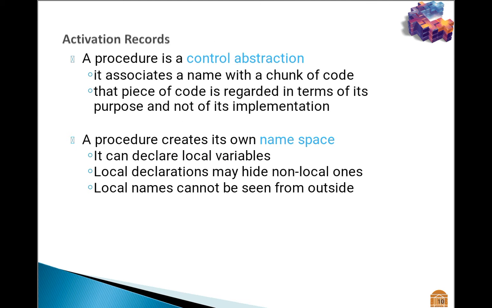Activation records. A procedure is a control abstraction. It associates a name with a chunk of code. That piece of code is regarded in terms of its purpose and not of its implementation. A procedure basically creates its own namespace. It can declare local variables. Local declarations may hide non-local ones. Local names cannot be seen from outside.